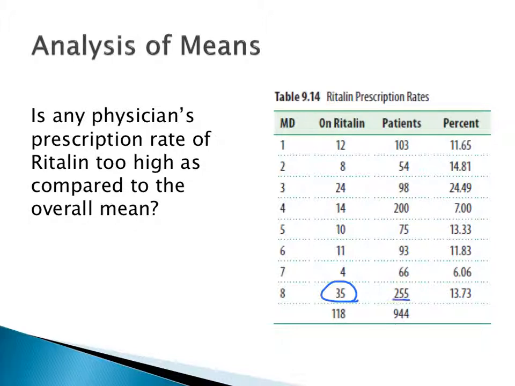But then we look at the number of patients that he or she sees, and the percent is actually not too far out of whack compared to number 3. So we can already see that number 3 is probably going to be the outlier in all this, just looking at the percent or the proportion, similar to what we did with the P-charts.